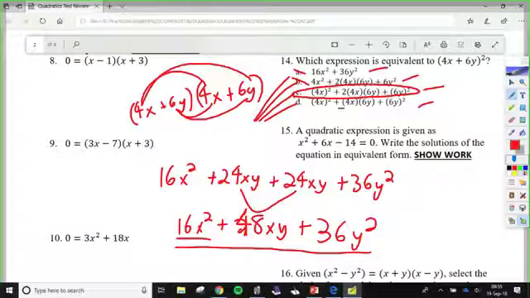And the only difference between them is the middle part. So if you multiply the middle part, you end up with 24xy for D and 48xy for C. And of course, C matches because we have 48xy here. So there's ways around it. You don't have to do it the way it was intended for you to do. You can still try to figure out a way to match your answer with one of those answer choices.